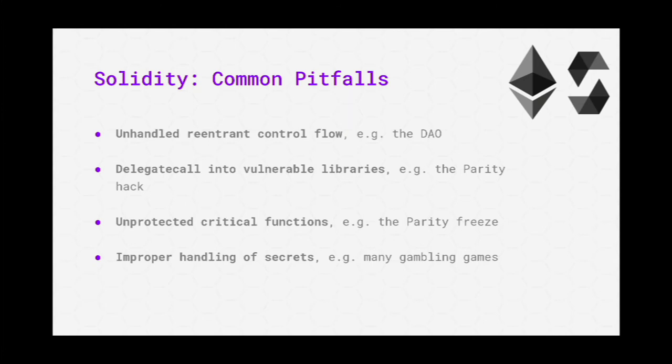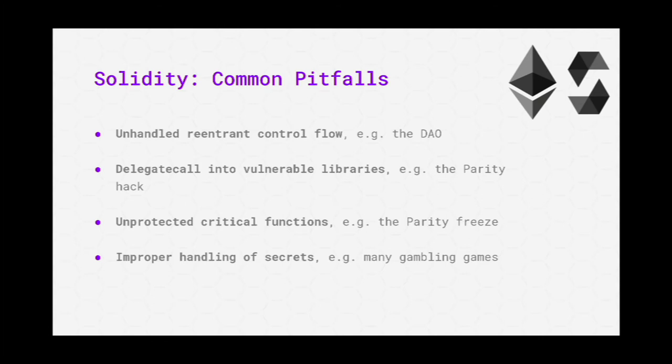There's also a related problem of unprotected critical functions, which came up again in another Parity attack, where you could still call this function if you directly talk to the library. This allowed someone to actually freeze about $150 million worth of cryptocurrency, and it's still unrecoverable today.